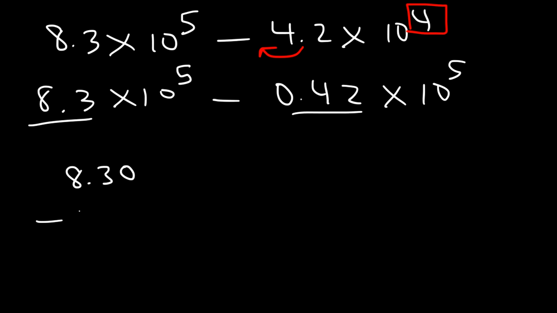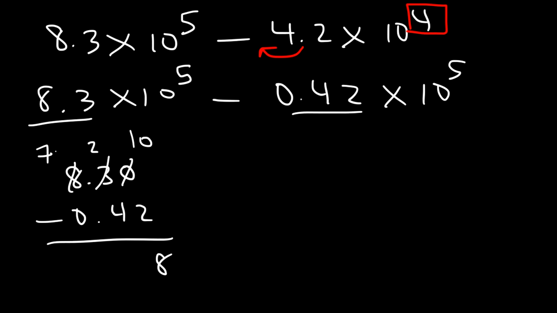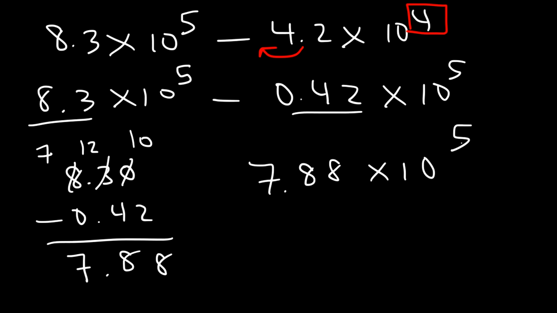8.30 minus 0.42. 0 minus 2 is a negative number, so we got to borrow a 1. This is going to be 2, and this is going to become 10. 10 minus 2 is 8, and then 2 minus 4 is negative, so we got to borrow a 1. 12 minus 4 is 8. 7 minus 0 is 7. So it's going to be 7.88 times 10 to the 5th power.